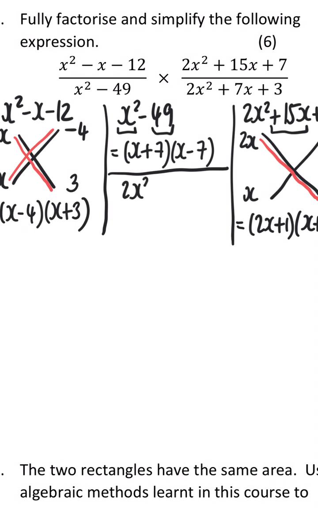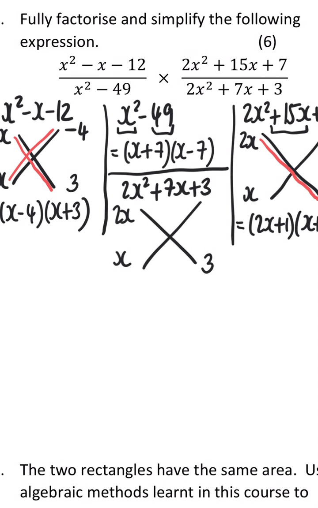2x squared plus 7x plus 3, cross 2x and x, that's our only option, and then 3 and 1 is our only option. Again, I put the 3 here because 2 times 3 gives me 6, which is pretty close to 7. x times 1 gives me 1x. 6x plus 1x does give me 7x. So I get 2x plus 1, x plus 3.